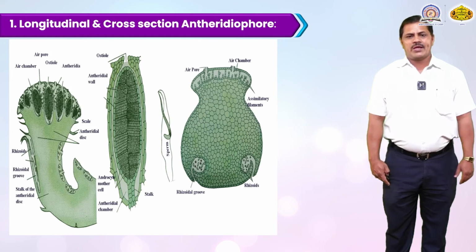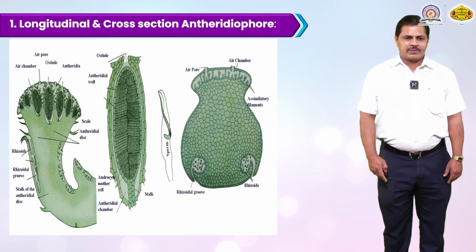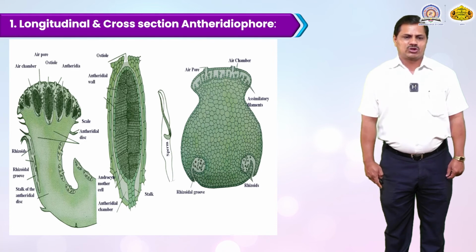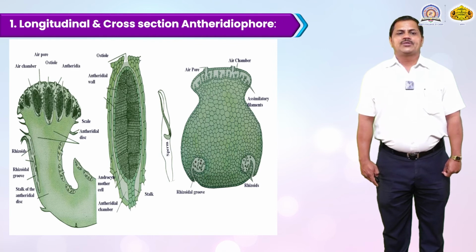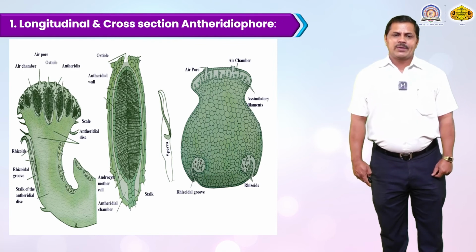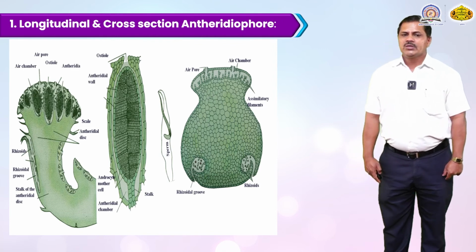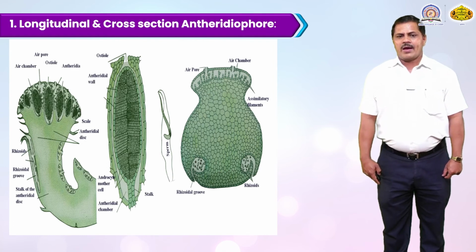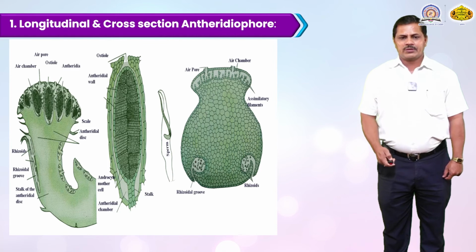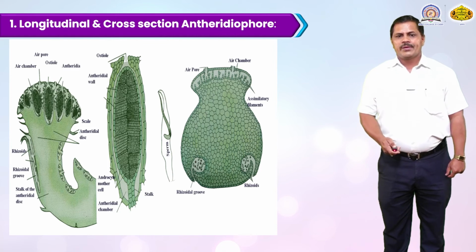This is the structure of the antheridiophore, in longitudinal and cross section. There are rhizoids and scales in the basal portion, the stalk, and the antheridial disc, and in the upper portion there is an air chamber with air pores. These are the antheridia, and these are the scales. There is the ostiole, a small opening.